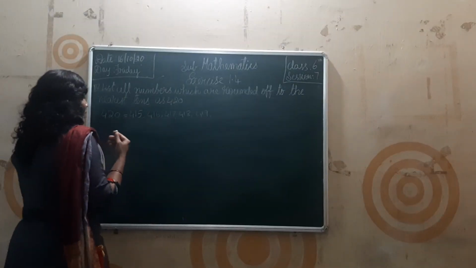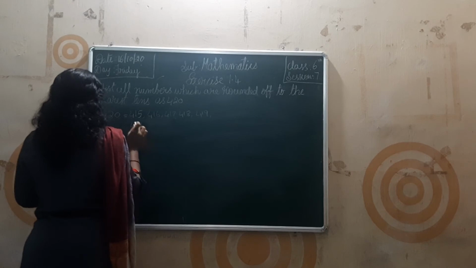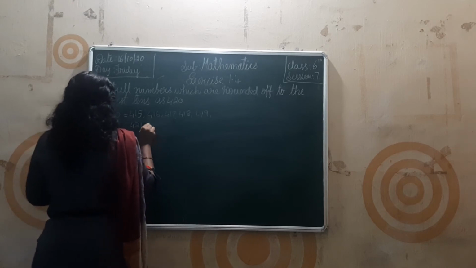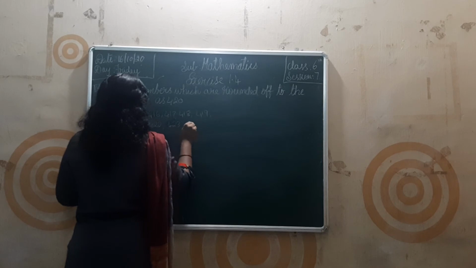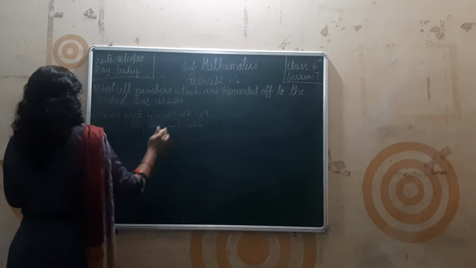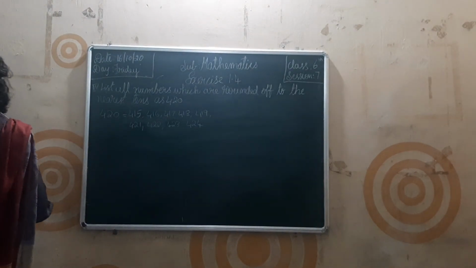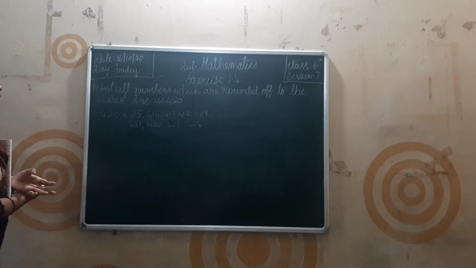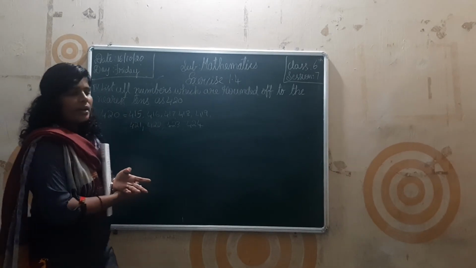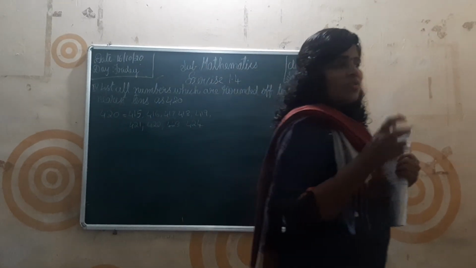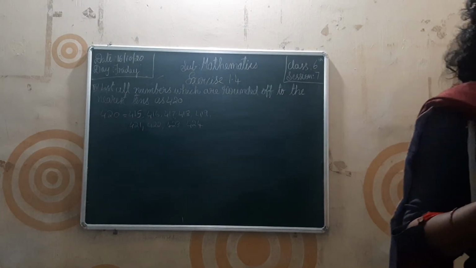And backward, the numbers we get are 421. If we get 421 also, by comparing the ones value, we'll go back and write it as 420. 422, 423, 424. Okay, total 9 numbers: 415, 416, 417, 418, 419, and 421, 422, 423, 424. By rounding off the ones place, we'll get the answer as 420. These are the numbers which round off to 420 at the nearest tens place.